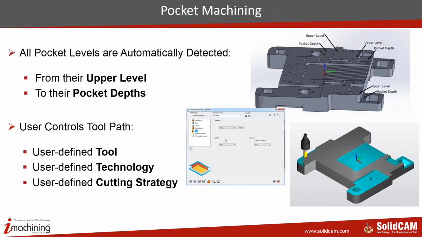Pocket recognition actually works in two parts. First is the actual recognition itself. We'll recognize the pockets, as well as their upper levels, and go directly to the depth of each individual pocket. Then there's the second part, where the user has complete control, such as defining the tools and the type of technology the user wants to use. That's up to the user. And of course, all the different types of cutting strategies that the user may want to use as well.